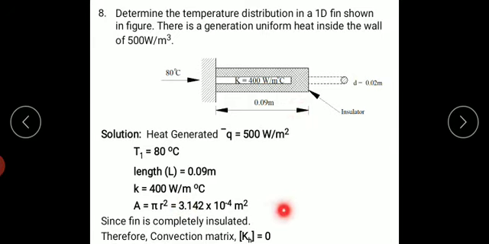Since the fin is completely insulated, therefore the convection term hA is equal to 0. The same thing we have done in the previous problem when you neglect it. So neglecting heat transfer is nothing but insulation. Okay, so here there is an insulator. Fine, so very basic stuff is what the FE model.